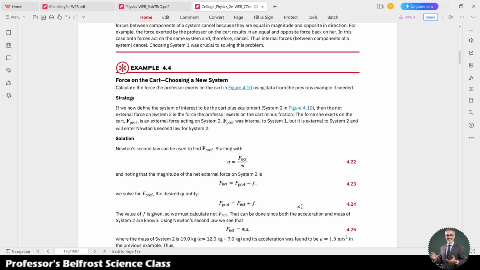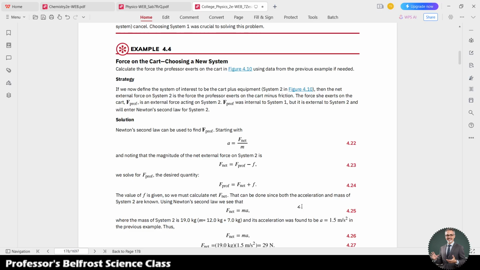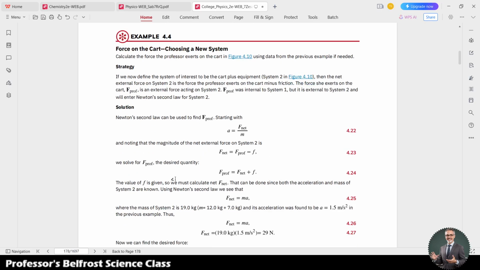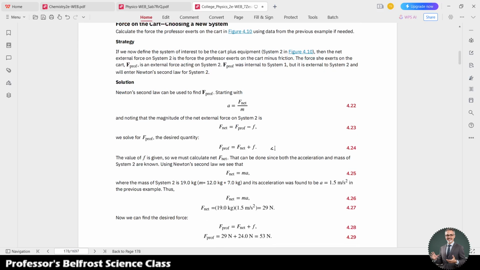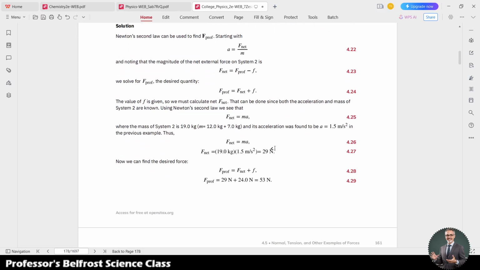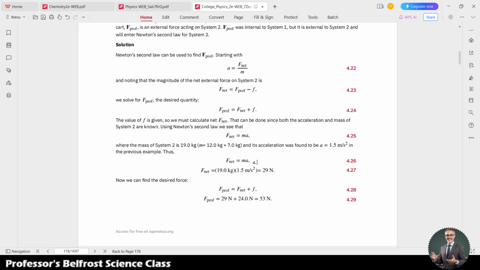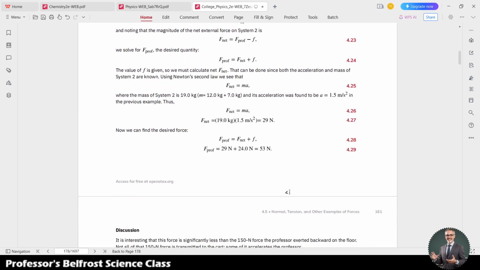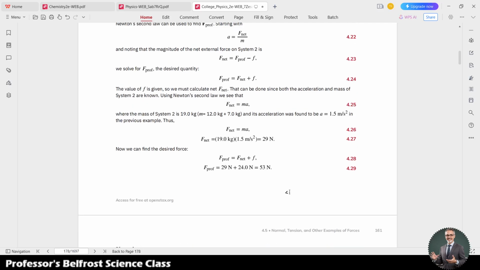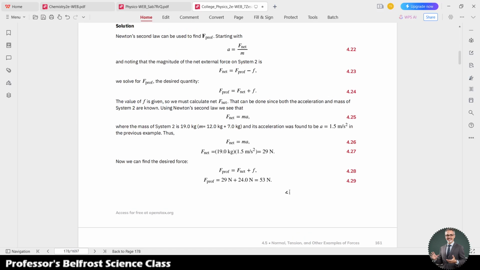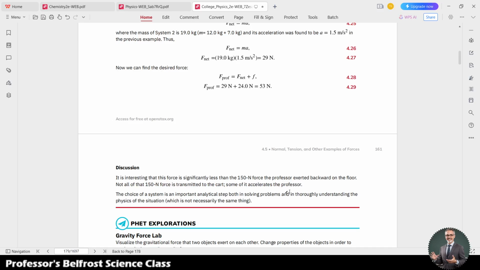Now calculate the force the professor exerts on the cart using the data from the previous example. It's easy, right? The professor's force is the net force plus the friction force. We must calculate the net force first. The net force is ma, where m is the mass pushed by the professor, which means the cart and the equipment. So it is 19 times the acceleration, which is 1.5, so it's 29. So 29 plus the 24. It means that the professor needs to exert 53 newtons to make the cart with the equipment move with 1.5 meters per second squared acceleration.